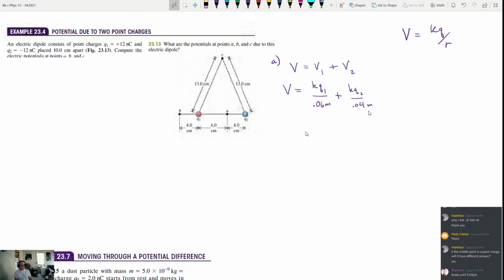And then we just plug in our numbers. I think by now you all know what K is. Do I need to keep writing it over and over again? To save time, I'm not going to write it. Q1 is positive 12 nanocoulombs, so that's 12 times 10 to the negative 9 coulombs divided by 0.06. Plus Q2, I'll put in the numerator. For Q2, we plug in a negative sign because it's negative 12. So negative 12 times 10 to the negative 9 coulombs. And we divide that by 0.04. And this is going to be whatever this is.